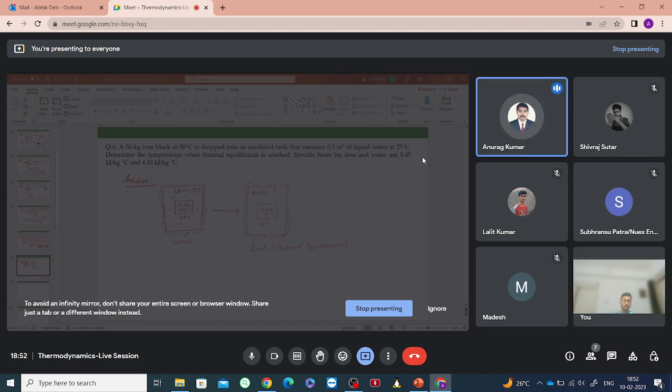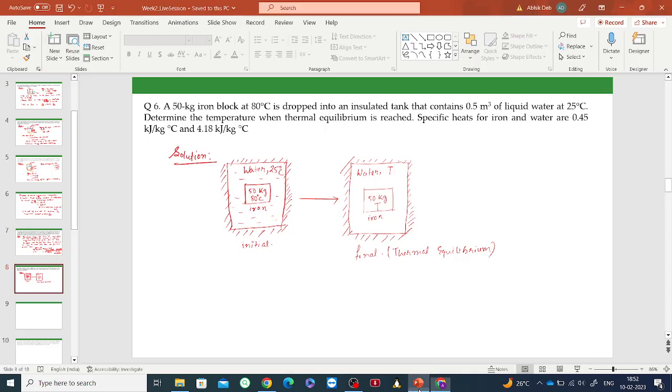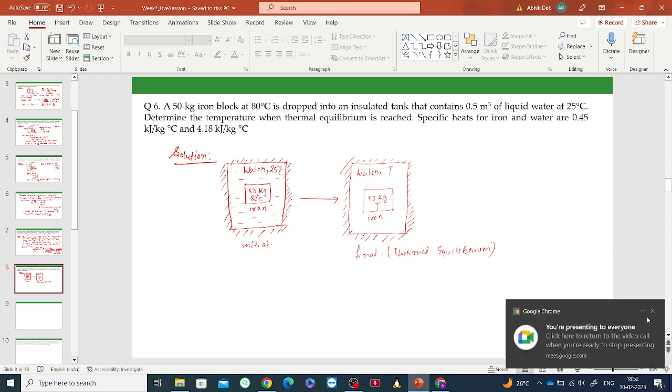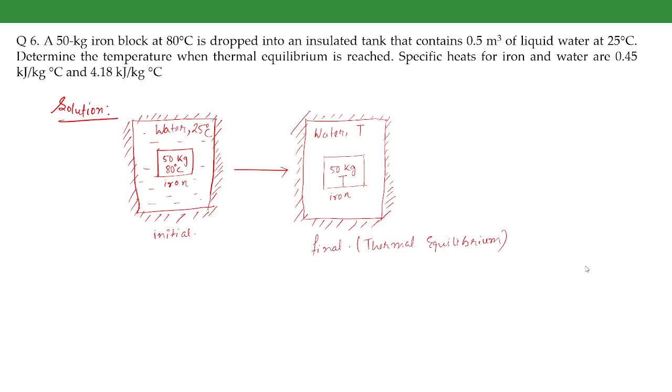So maybe we can use the conservation of energy. Yes, conservation of energy. So we will be using the conservation of energy. Essentially, for this system the internal energy will be conserved, so we will be using conservation of the internal energy here. So let us start. And why internal energy? Because we are neglecting the changes in the kinetic and potential energies.